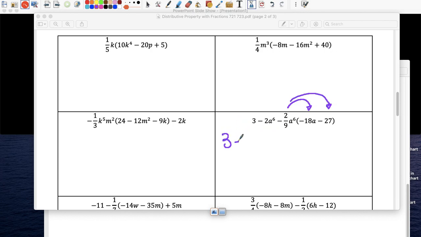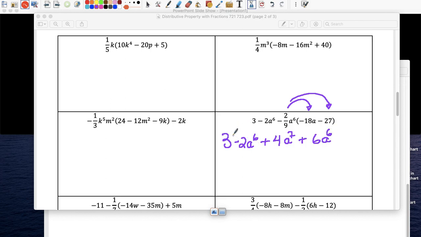Alright, this one. Distributive property first between these guys. So 3 hangs around, negative 2a to the 6th power hangs around, and now you've got the distributive property. So this is a negative 2/9 a to the 6th times negative 18a. So that's going to give me a positive. And if you do 2/9 of 18, you get 4. a to the 6th times a, you get a to the 7th. Then the last one, 2/9 a to the 6th times negative 27. First of all, it's positive. 2/9 of 27 is 6. And then don't forget the a to the 6th power.